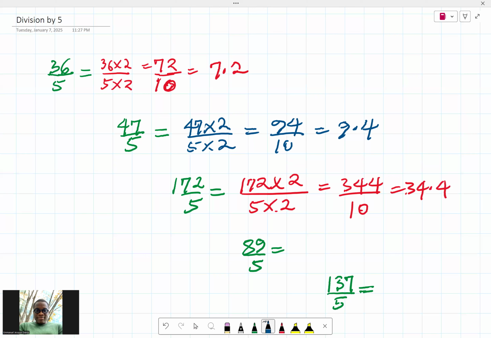Then you have 89 divided by 5 as 89 times 2 divided by 5 times 2. So 89 times 2, 2 times 9 is 18. Then 2 times 8 is 16. That's 178. Yes, 178 divided by 10. And the answer is 17.8. So 137 divided by 5, what would that give you?